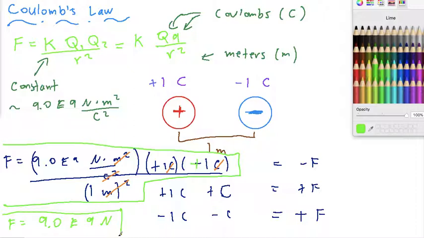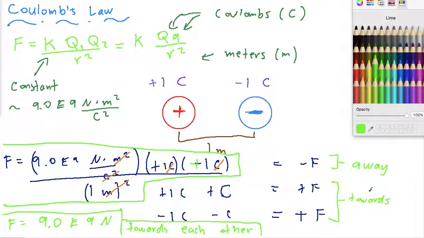Okay, so this is the force, the magnitude of the force. Now, because we know that they are opposite signs from each other, we can say that they're going towards each other. Or, as we did earlier in the video, positive force means they're going towards each other, and negative means they're going away from each other.